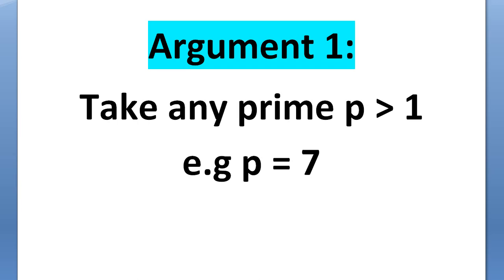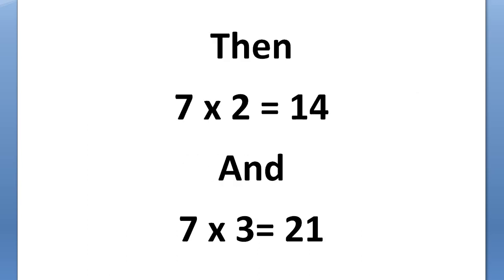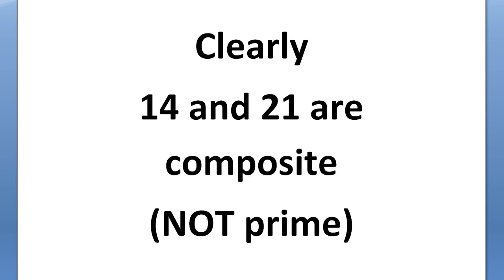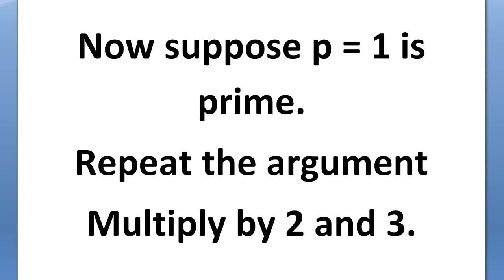So argument 1. Take any prime p greater than 1. Example, p equals 7. Then 7 times 2 equals 14 and 7 times 3 equals 21. Clearly 14 and 21 are composite, i.e. not prime.